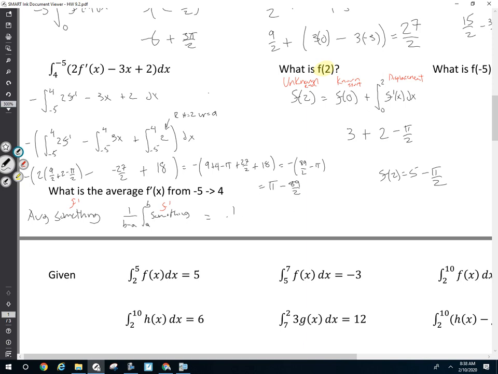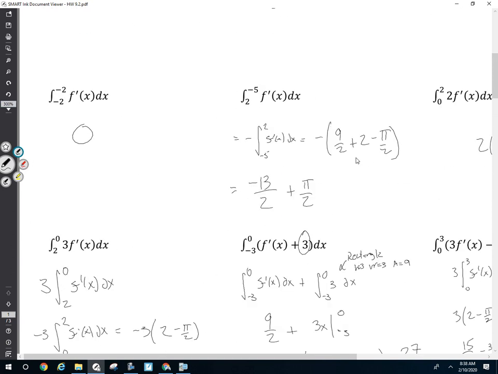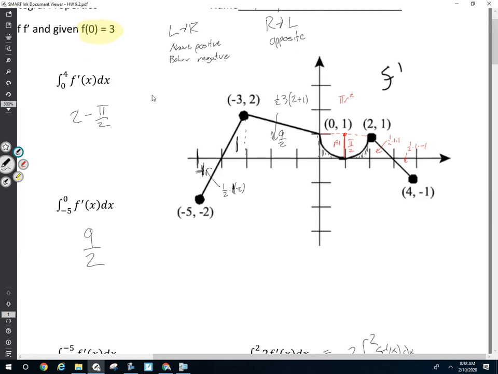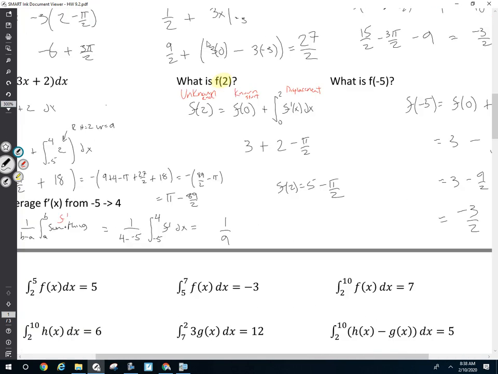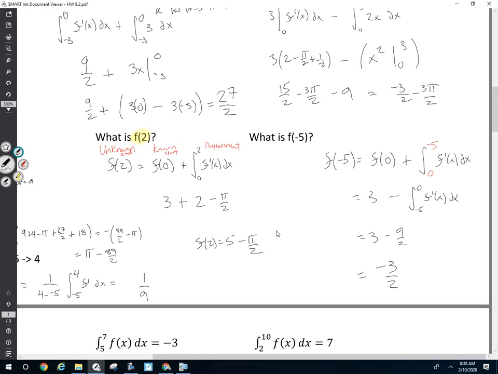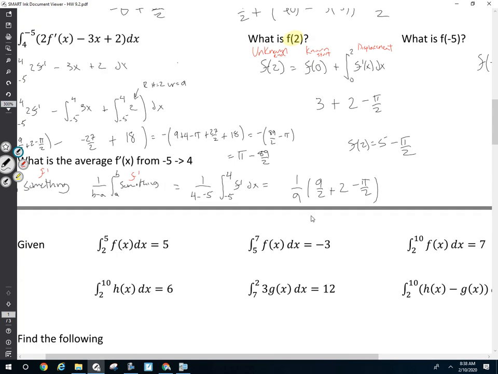So 1 over 4 minus negative 5, integral from negative 5 to 4 of f prime is 1/9. Do we go from negative 5 to 4? Nope. 9 halves plus 2 minus pi over 2. I'm going to leave it like that.